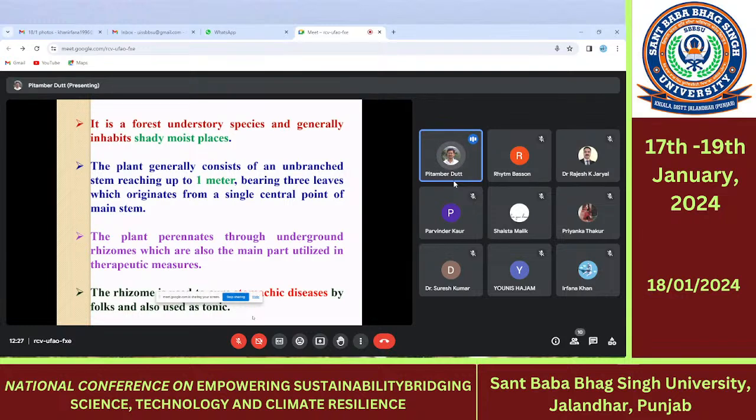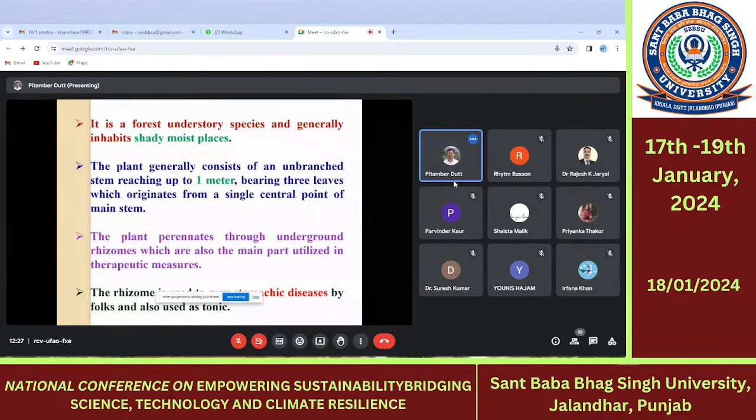And this plant prefers to grow under shady and moist places, basically under the forest understory. This species is basically an understory species, and the plant grows up to the height of 1 meter, and generally consists of an unbranched stem, and it bears three leaves which originate from a single central point of the main stem. The plant extends to the underground part, which is a rhizome, and this plant has many therapeutic uses.